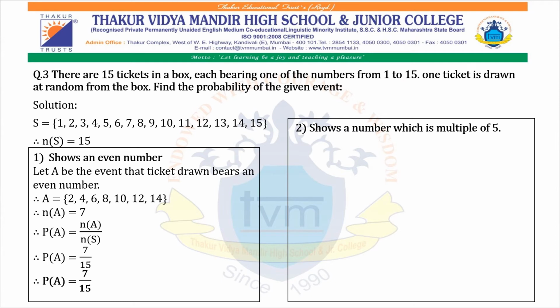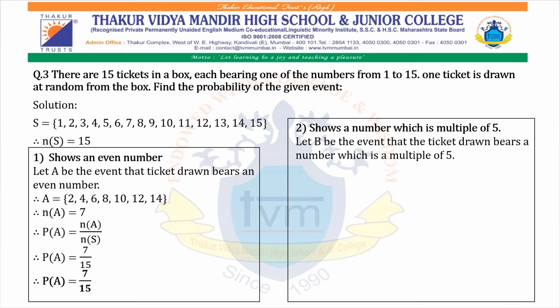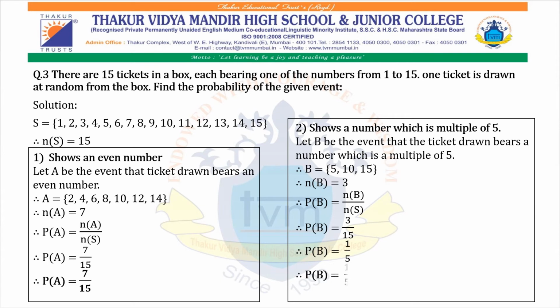Let's see the second event. Shows a number which is a multiple of 5. So, let B be the event that the ticket drawn bears a number which is a multiple of 5. So, B is equal to 5, 10, 15. So, n of B is equal to 3. Now P of B is equal to n of B upon n of S, that is 3 upon 15. Therefore P of B is equal to 1 upon 5.